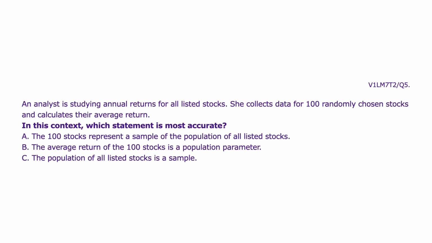An analyst is studying annual returns for all listed stocks. She collects data for 100 randomly chosen stocks and calculates their average return. In this context, which statement is most accurate? A. The 100 stocks represent a sample of the population of all listed stocks. B. The average return of the 100 stocks is a population parameter. C. The population of all listed stocks is a sample.